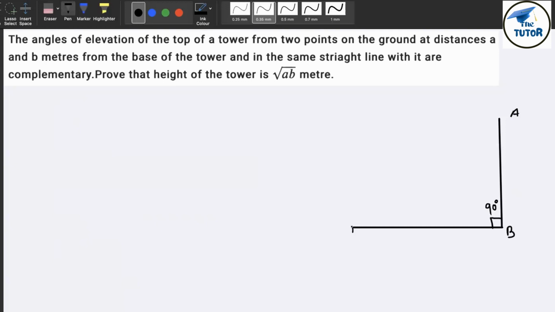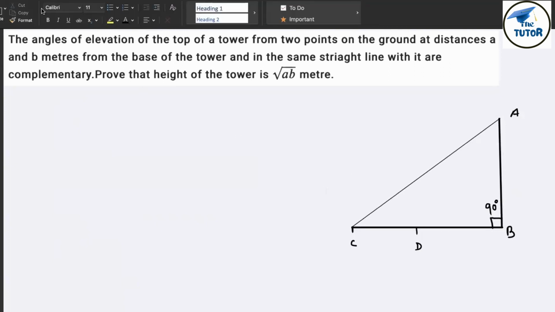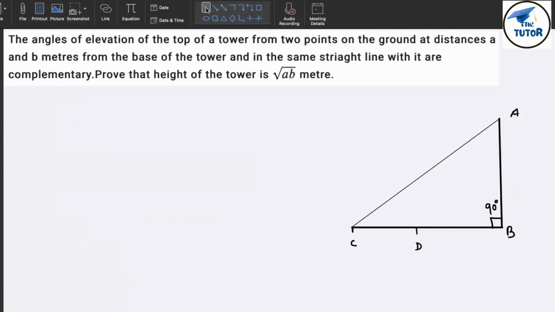Places on the ground from where it is being observed are, let's say, this is C and this is D. But the A and B in our case are distances, not the points, with respect to the question. Now join the line of sight. Line of sight means if you watch the top of the tower from C, this will be the line of sight. Another line of sight if you watch the top of the tower from point D.